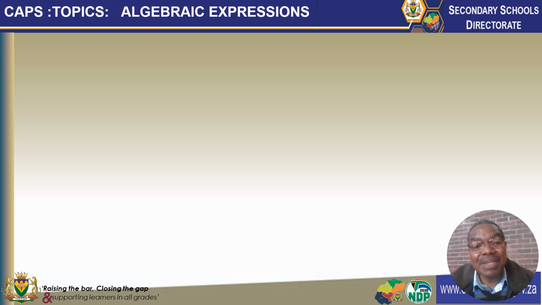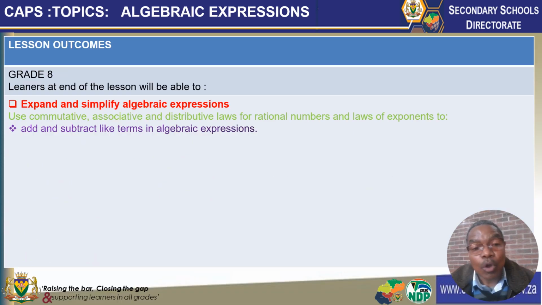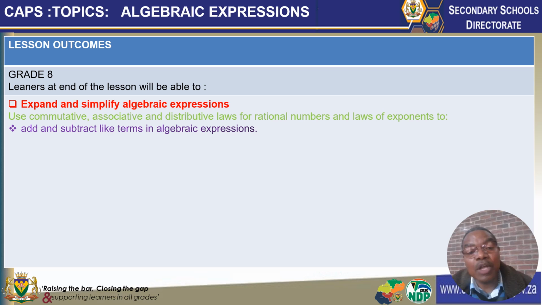The main topic is called algebraic expression. On the algebraic expression for grade 8, we have lesson outcomes. Learners, at the end of the lesson, will be able to expand and simplify algebraic expressions, and use commutative, associative, and distributive laws for rational numbers and laws of exponents to add and subtract like terms in algebraic expressions.